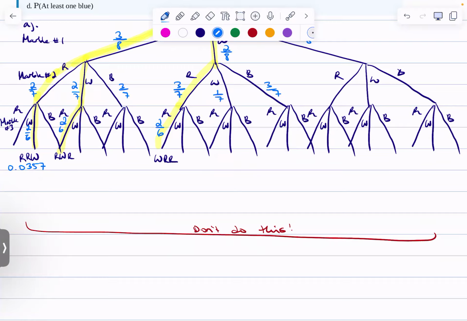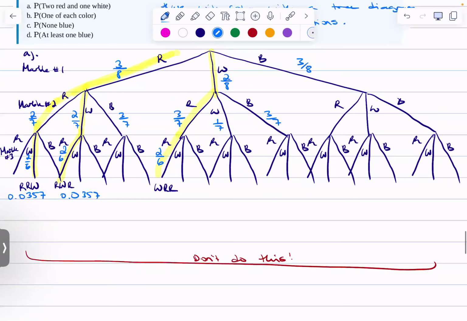Next branch, 3/8 times 2/7 times 2/6, 0.0357. Should have known. Let me guess, 0.0357. We'll do it. 2/8 times 3/7. Why are they all going to be the same? Because it doesn't matter what order you multiply things in, right? They'll always be the same. 0.0357.